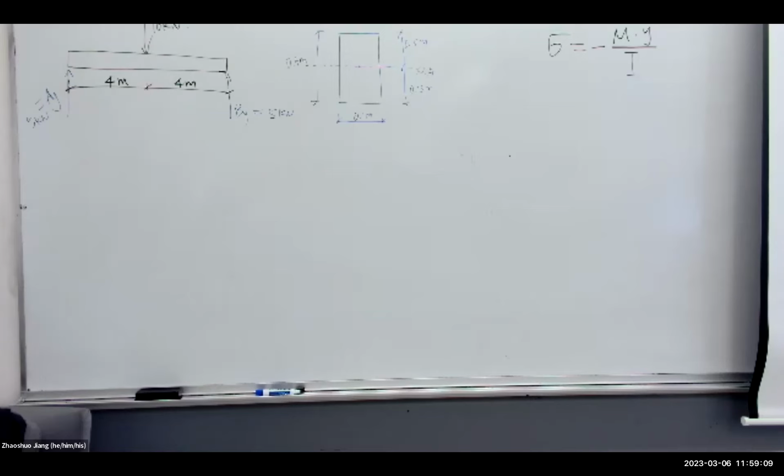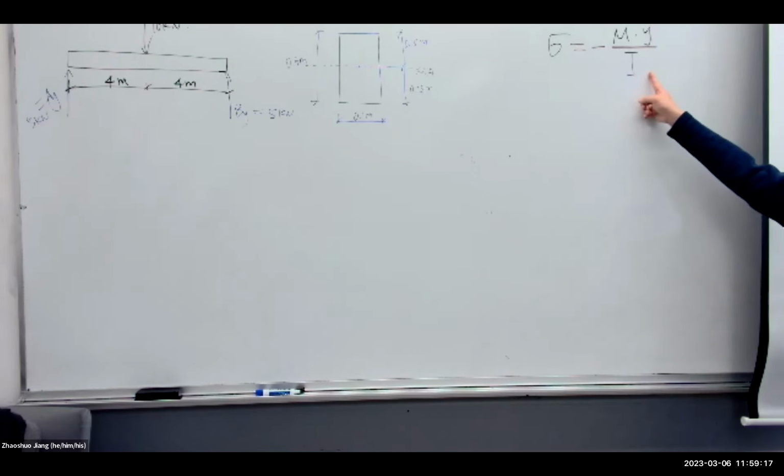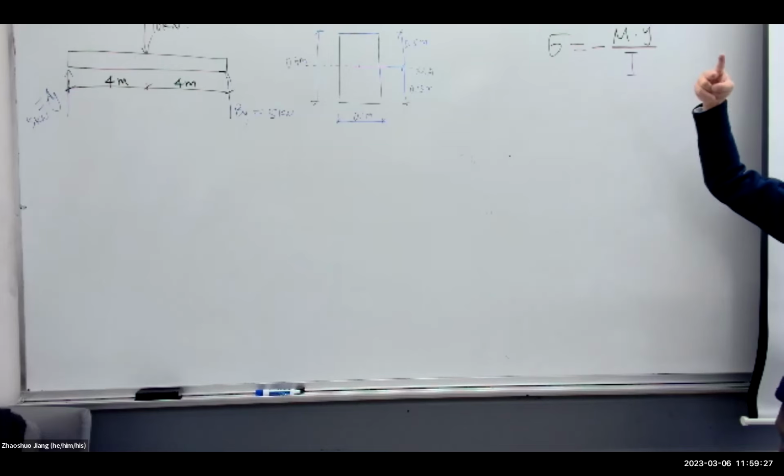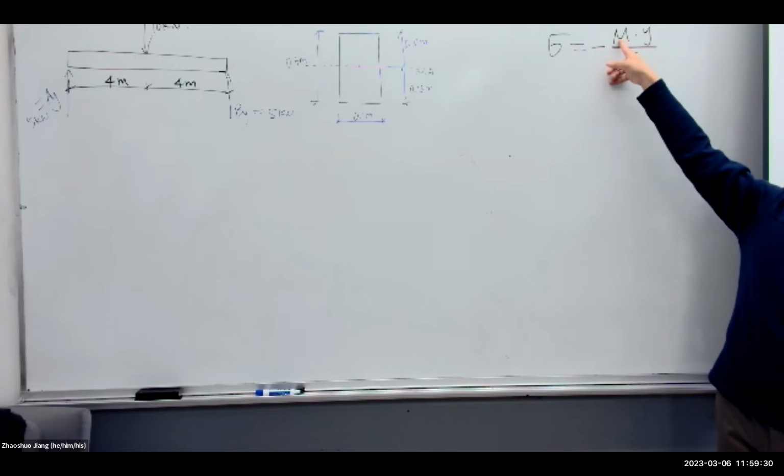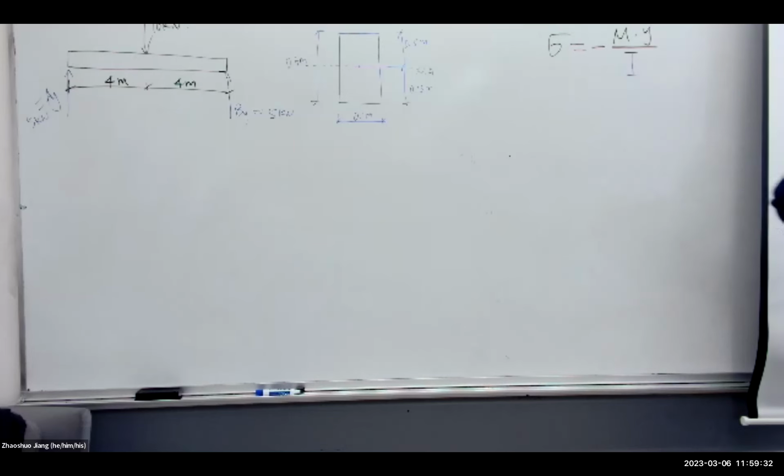If you look at this equation, this is the equation for your normal stress. The I is going to be the same once your cross section is set. It's a property of your cross section, so it won't change. So there are two variables here: one is your M, one is your y. We first need to find where the maximum M is located, and where the maximum y is that will give you the maximum normal stress.